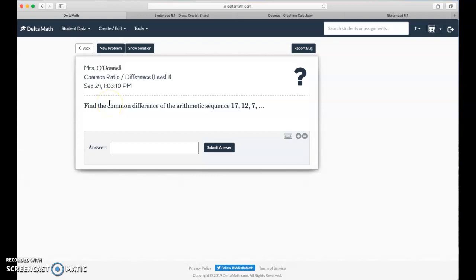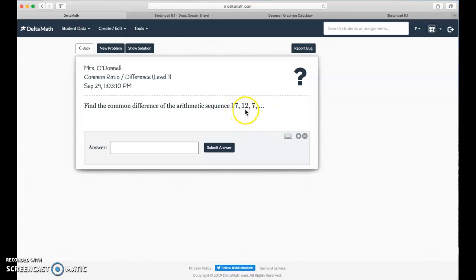Now, we've been learning about arithmetic and geometric sequences and sequences in general, which are just a list of numbers or figures that have some kind of pattern. So here our sequence is 17, 12, 7, and it's an infinite sequence. It continues on. The problem's telling us it's arithmetic, which we know means that you add between each term to generate the next term. And if we're trying to find the common difference, then that is finding the number that you add between each term.